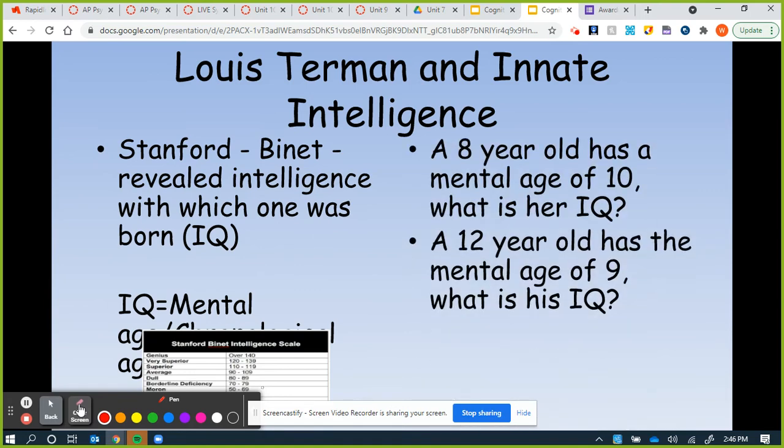Well, so IQ tests. The original IQ test is what's called the Stanford-Binet. IQ is intelligence quotient. The way they determined this was they gave a test to see what a person's mental age is, meaning at what age they are thinking, versus what their chronological age is.